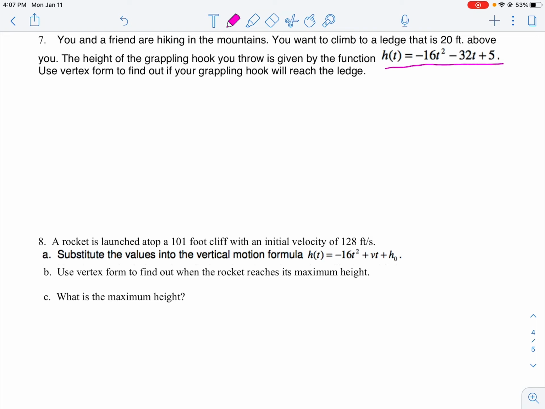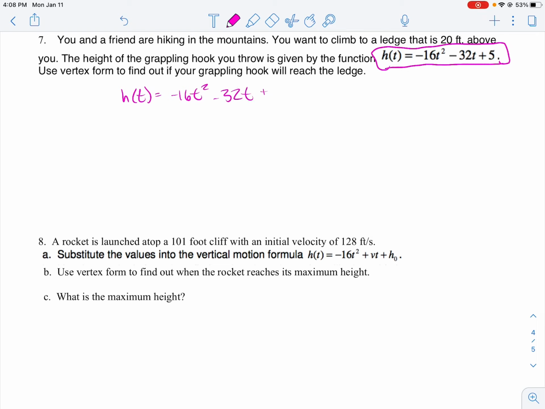So what we're looking for is, we've got this ledge, it's 20 feet up, and I've got this grappling hook that I'm trying to throw in order to catch that ledge. And this right here is my trajectory for throwing that hook. So let's think about this. When we put this in vertex form, we're looking for whether or not the y value in our vertex is larger than 20. That is our goal for this particular problem. So let me write this out.